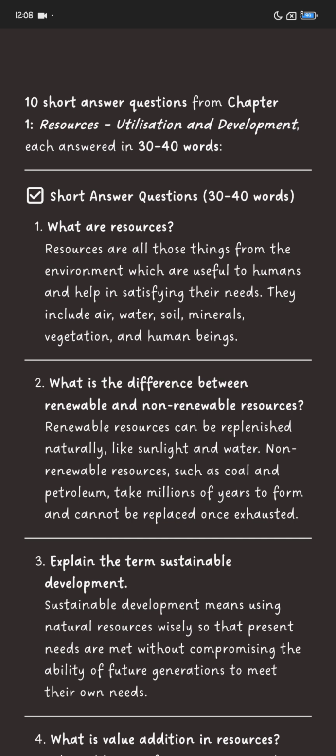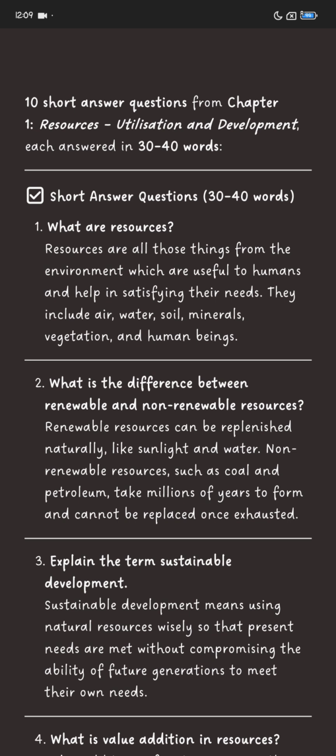What are resources? Resources are all those things from the environment which are useful to humans and help in satisfying their needs. They include air, water, soil, minerals, vegetation, and human beings.